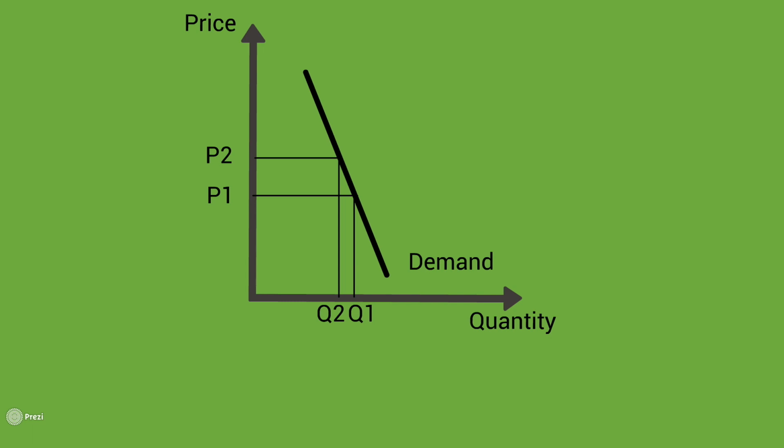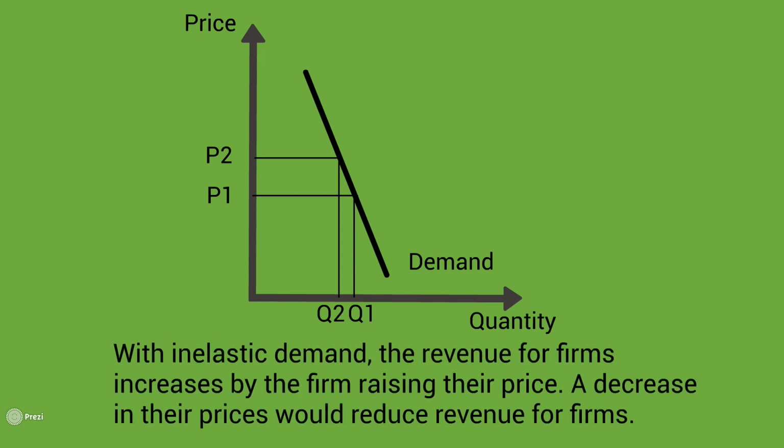The value for price elasticity of demand also tells us what happens to firms' revenues when they change their prices. With inelastic demand, a firm's revenue can increase by the firm raising their prices. A decrease in their prices would reduce a firm's revenue. Initially, our firm set a price of P1, which led to Q1 being consumed in the market. We work out revenue by doing P1 times Q1, which gives us the blue square. When firms increase their price, less is being consumed in the market. So at a price of P2, the firm's revenue is the orange rectangle.